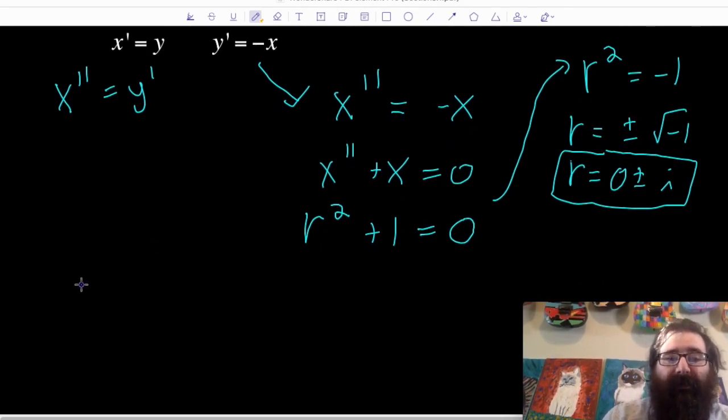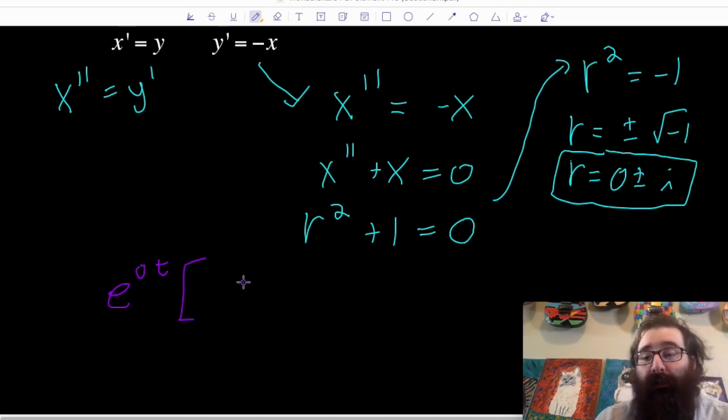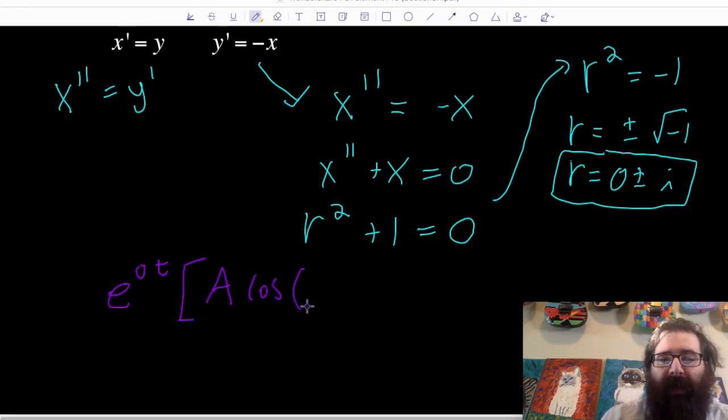So it's going to be e to the real part times t, so e to the 0t, times, in parentheses, and here, as a general way to write this, instead of using c sub 1 and c sub 2, which you can do, we sometimes like to use capital A and capital B. Does it matter? No, not really. Use whatever unknown you would like for the constant coefficients, but I'm going to do A cosine of, my imaginary part is really a 1 times i, so that's a 1 times t, plus B times sine of 1 times t.